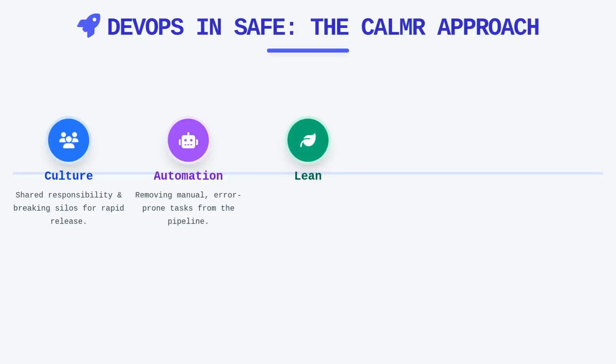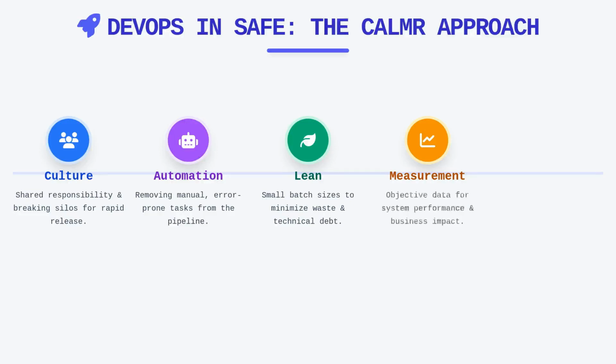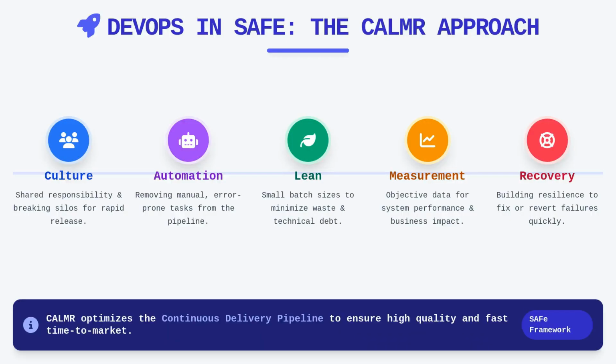Lean principles keep the flow moving by minimizing waste and focusing on small batch sizes, which reduces technical debt and cognitive load. Measurement is crucial because it provides the objective data necessary to understand the system's performance and impact on the business. Finally, recovery focuses on building system resilience, acknowledging that failures will happen and ensuring that the team can revert or fix issues quickly without catastrophic downtime.